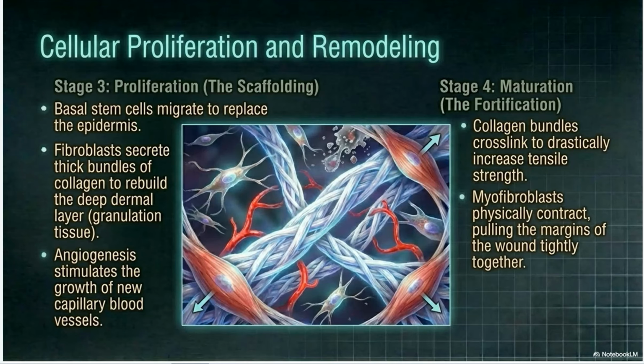The final stage of healing is known as remodeling or maturation. During this stage, collagen fibers reorganize and strengthen over time. Myofibroblast cells often help contract the wound, gradually pulling the edges closer together. Although healed tissue becomes stronger over time, it rarely reaches the full strength of the original tissue.